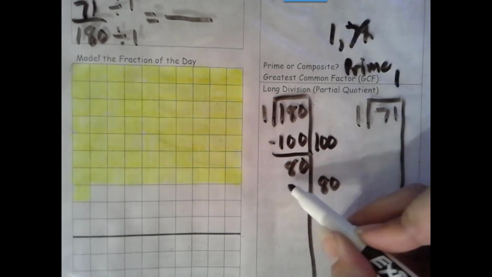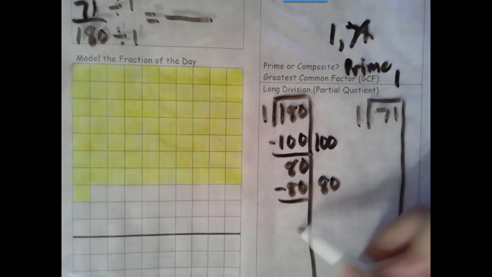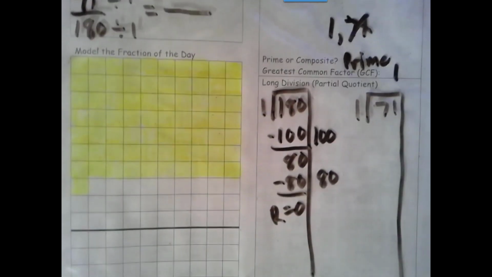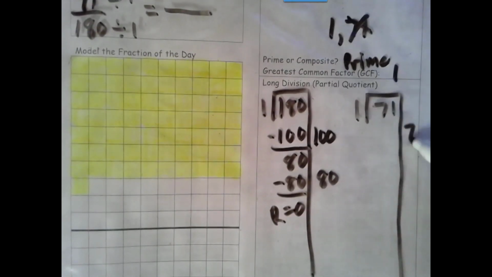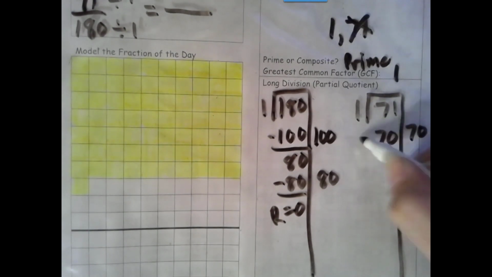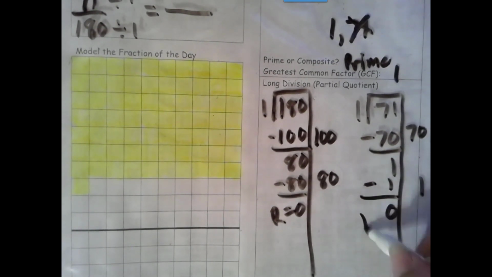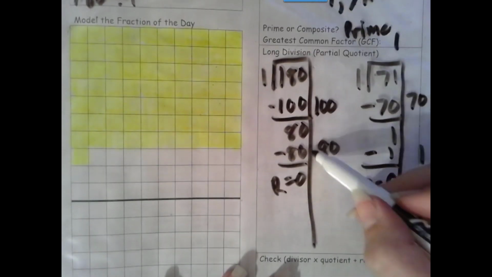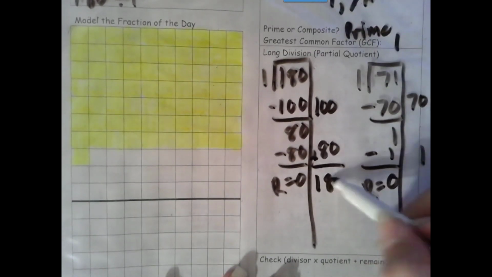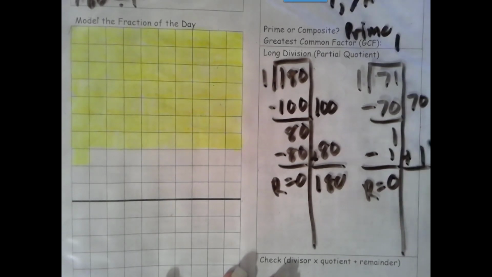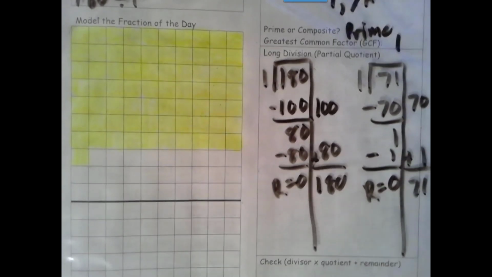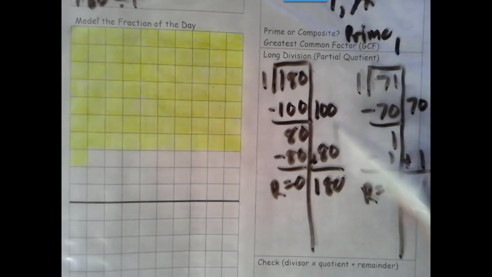And then 80 times 1 is 80. Number's the same, zero's a game. Here, 70 times 1 is 70. More on top, no need to stop. Number's the same, zero's a game. And 1 times 1 is 1. Number's the same, zero's a game. We add those partial quotients together, we get 180. Here we get 71. 70 plus 1, 100 plus 80.